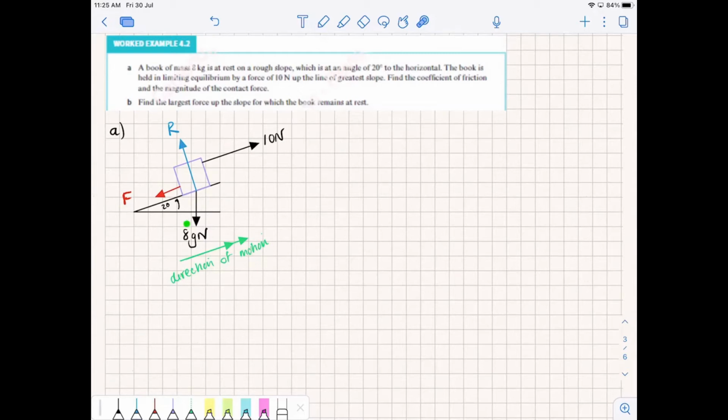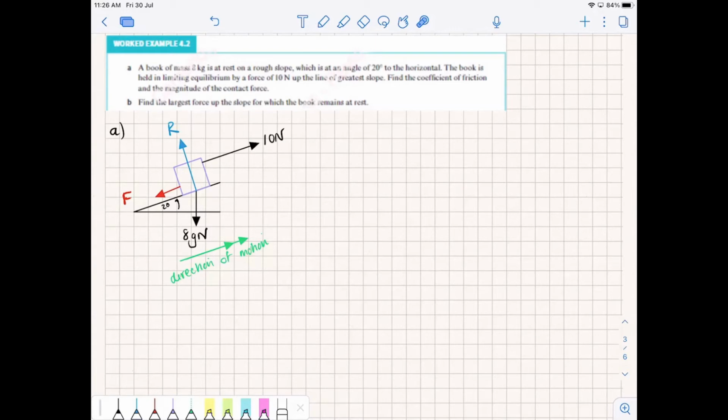I know that the weight of this book is, holy moly, 80 newtons. Okay, the normal contact force is acting perpendicular to the surface of the slope, which means that we need to resolve it. So we're going to resolve perpendicular to that force. Because it's the unknown, remember when we have an unknown force, it's easier to resolve in relation to the unknown force rather than to what we normally consider vertical and horizontal.